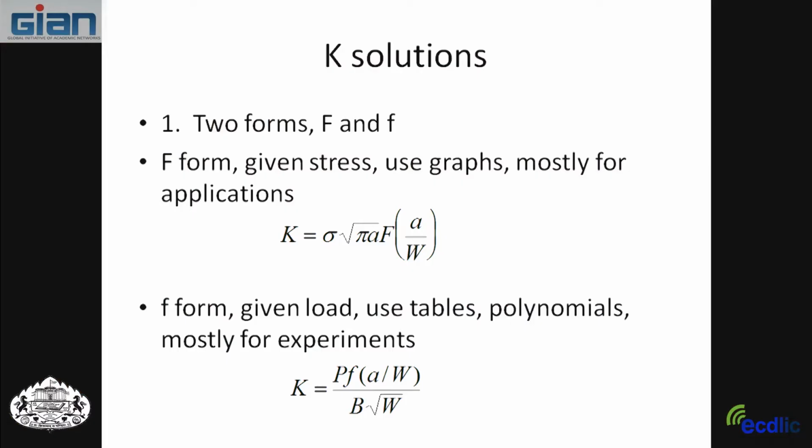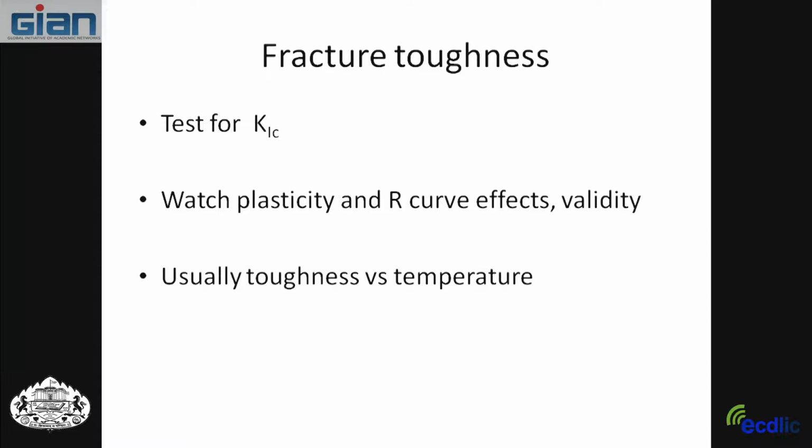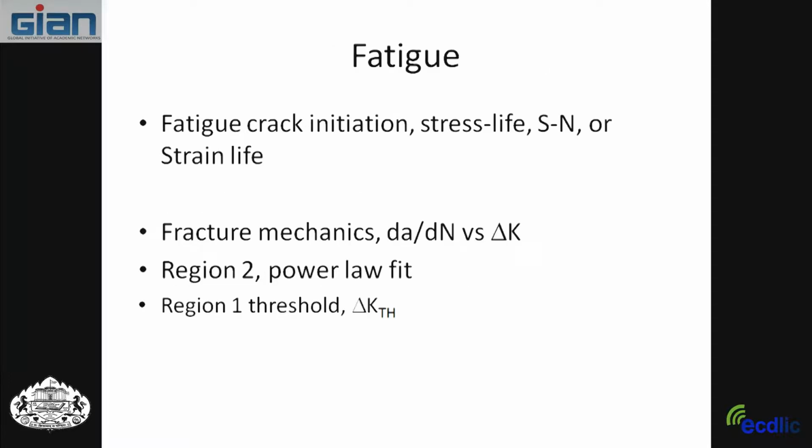So some things you should definitely know. How to get K's from your tables. And by the way, you should have something to calculate, like a calculator, because you'll need that for working the problems. How to get the K's is important. You should know the basics of the K1C test. That's lecture 3 or so. You should know the basics of the da/dN versus delta K fatigue. I don't think there's anything on stress-life problems, but the da/dN delta K problems.